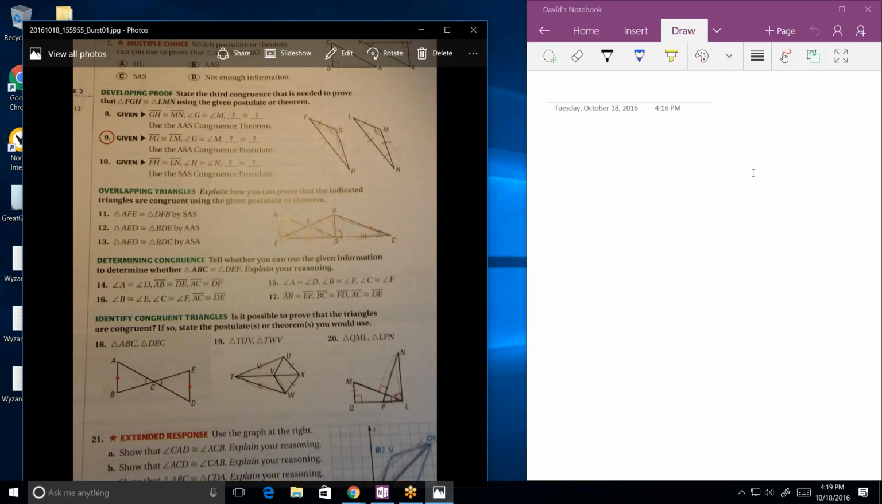Well, on number 9, we're using a different postulate. We're doing angle, side, angle. But what's the second? We're doing FG equals LM, meaning angle F would have to be the third congruence, because GM is already taken and HN does not count, because then that would not be angle, side, angle. All right, hold on a minute.